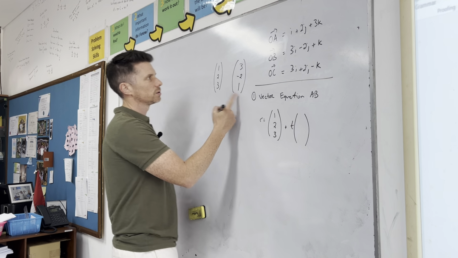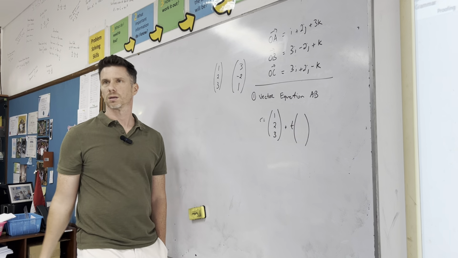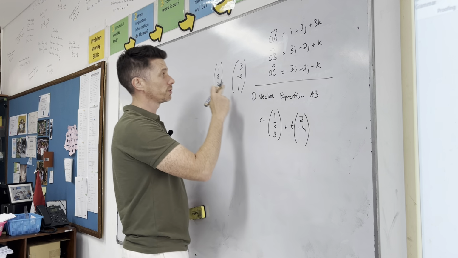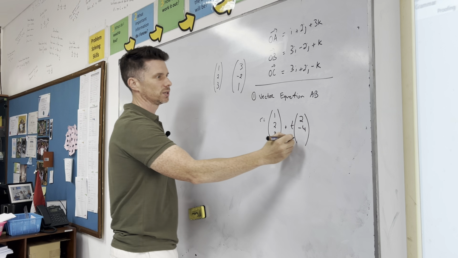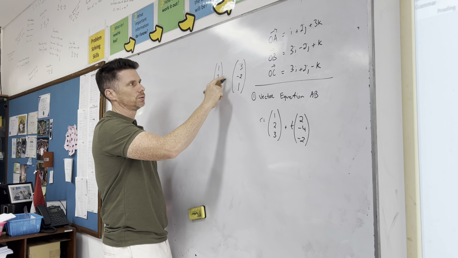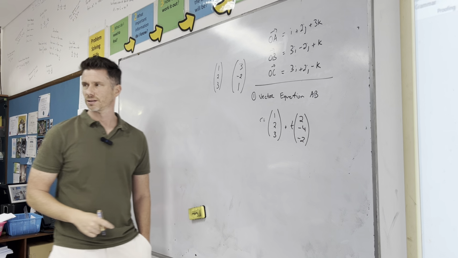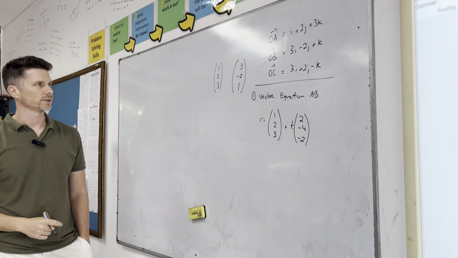B minus A, so you can subtract here if you want. 3 take away this, 2 minus 4, 2. So how do I get from here to here? Minus 2, yeah. Up 2, down 4, or whatever direction you're talking about, and down 2. Okay, so that's the vector equation, not too bad.